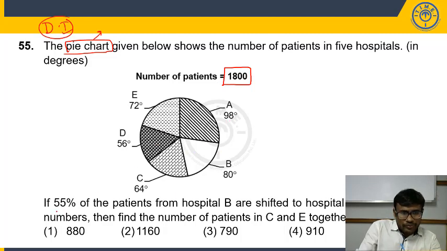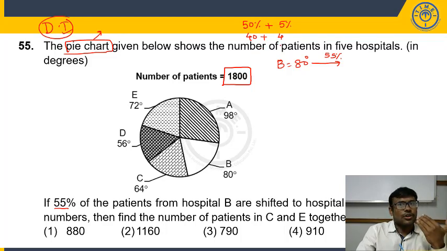Now, if 55% of the patients from hospital B are shifted to hospital A and E. In B, how many patients are there in terms of degree? 80 degrees. So 55% of the patients, let us calculate 55%. What is 55%? 55% is nothing but 50% plus 5%. 50% is 40 and 5% is 4. Why? Because 100% is 80 means 50% is 40 and 5% is 4. So it is 44 degrees.